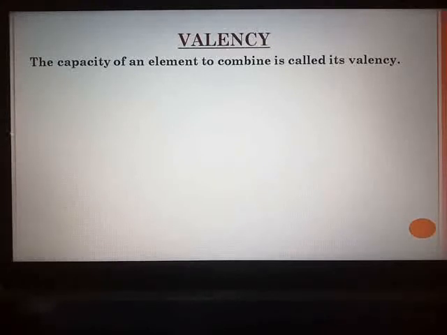To study valency, in your textbook, it is given very briefly. They have given directly the formation of NaCl, but I want to clear your basic knowledge about valency. Hence, I will go through this topic a little bit in detail. You don't have to study it, you just have to remember.